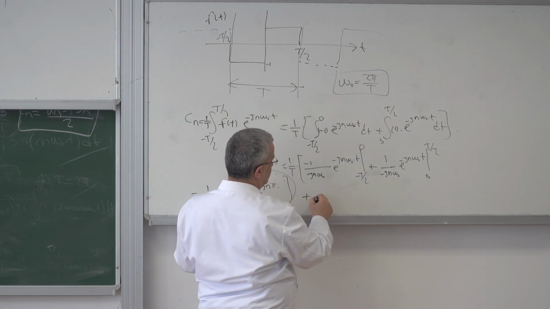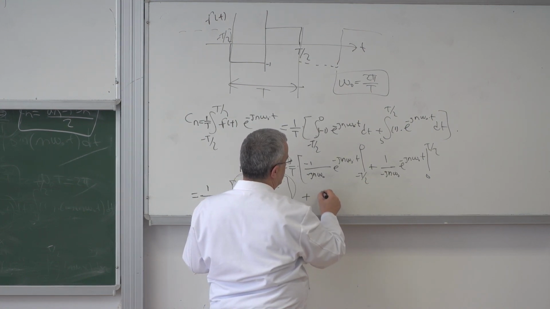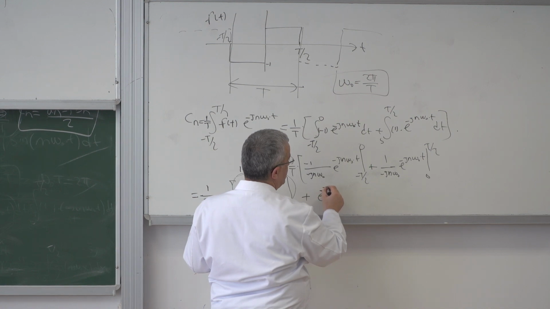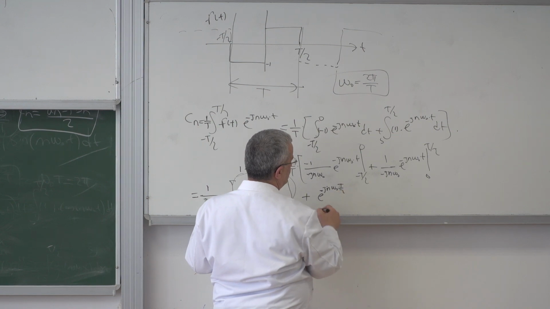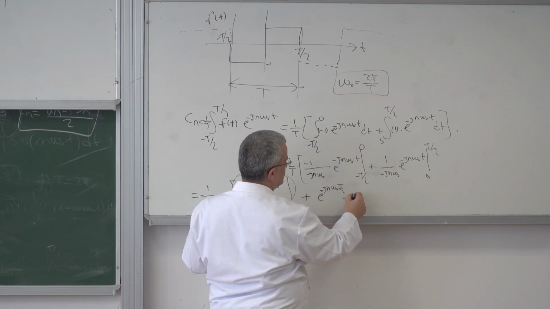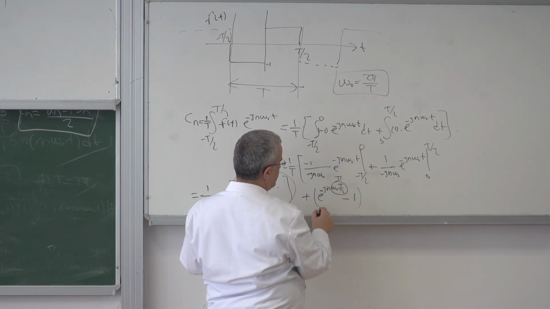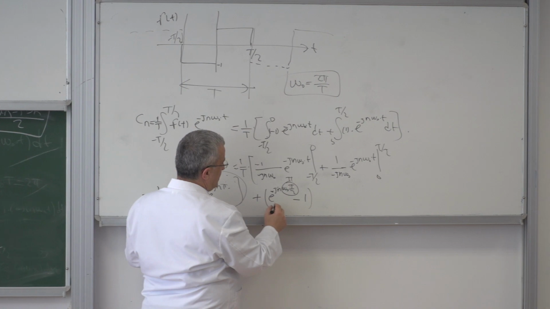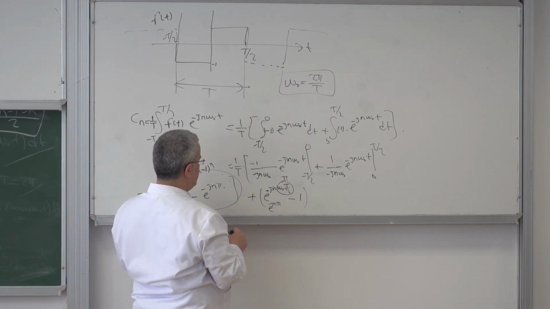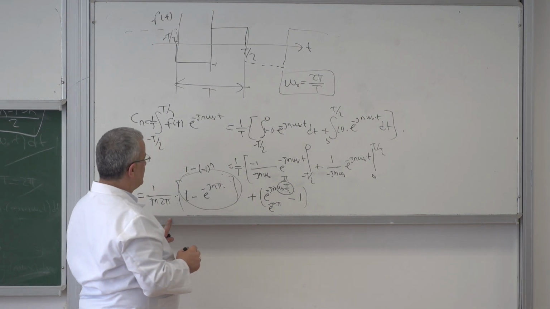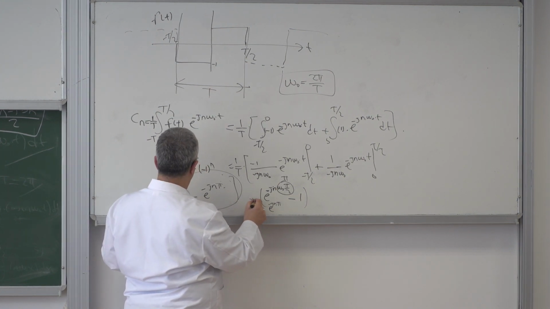And this one, e to the minus j n omega 0 t over 2 minus 1. What is this again? This is pi. So it is e to the minus j n pi, right? So we have to have a minus somewhere here. So there's a minus here, right? This is minus.